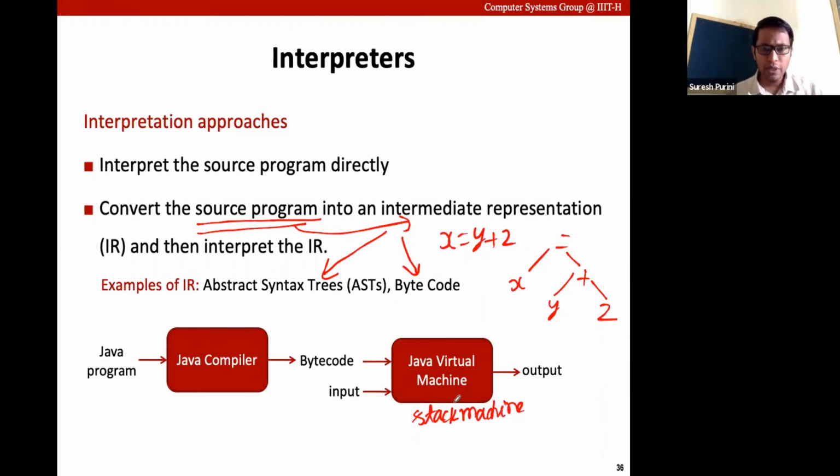But the important point that I want you to understand is that a Java program gets translated by the Java compiler. The compiler doesn't translate the program into native code, but it translates it into an intermediate form called bytecode. This bytecode is given to the Java virtual machine, and the Java virtual machine interprets that bytecode and generates a suitable output.